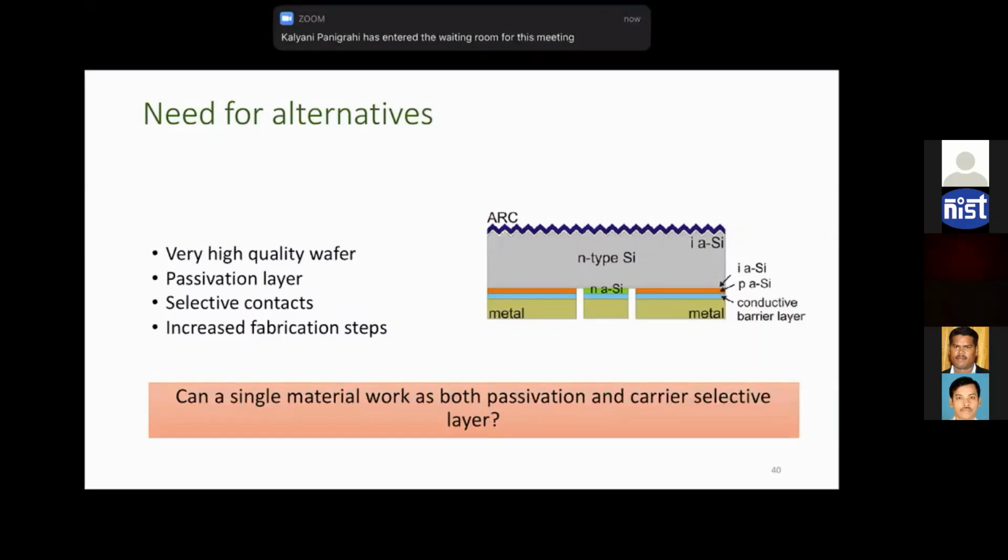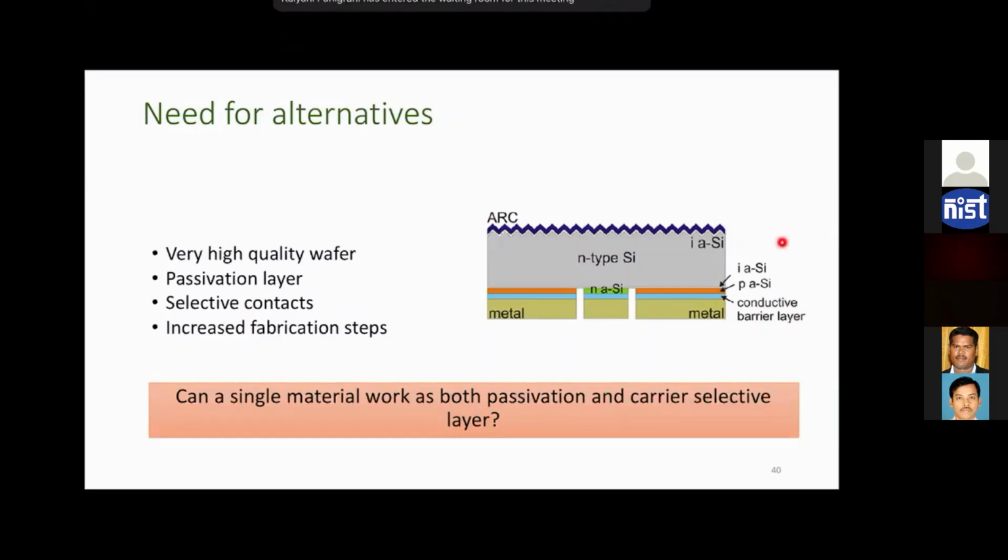What I am saying here is that instead of separately using intrinsic amorphous silicon as a passivation layer and p-doped amorphous silicon as a conducting layer, is it possible to use a single material, and that material is doing both of your jobs? This material is passivating the crystalline silicon wafer, and at the same time it is working as a good carrier selective layer.